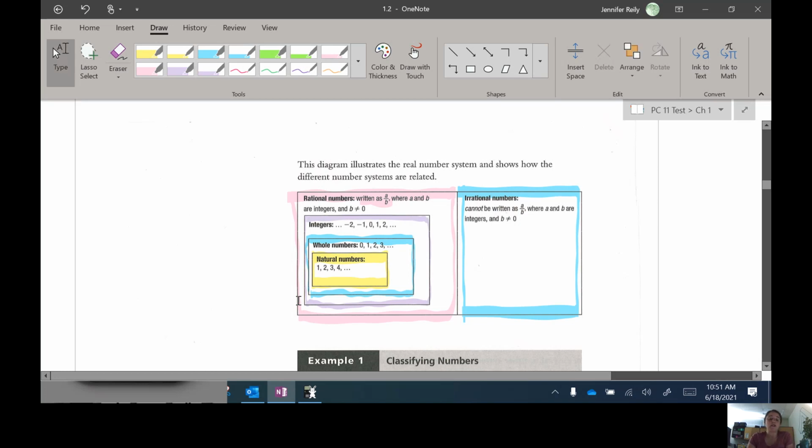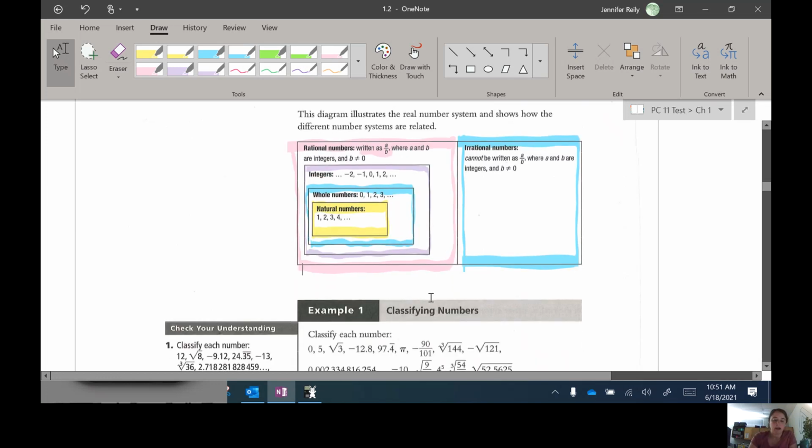Okay, so we're going to practice categorizing numbers now. You have to be able to look at a number and decide which of these boxes it goes in.